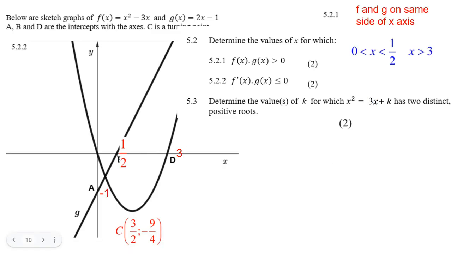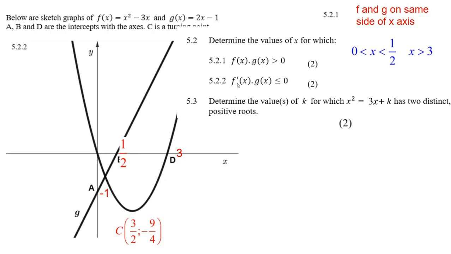The other place it's going to work is when they're both negative. You see, we're on the same side of the line. X is less than a half, but greater than 0, but not equal to it, you see, because it's not equal to it here. So in between a half and 0, f and g, the line and the parabola, are both negative. And greater than 3, they're both positive. Well, that's the first one. That's the answer. The next one's a little bit tricky for lots of people.